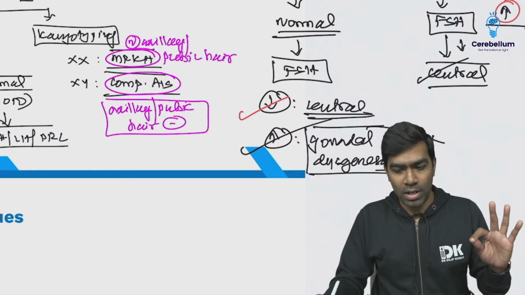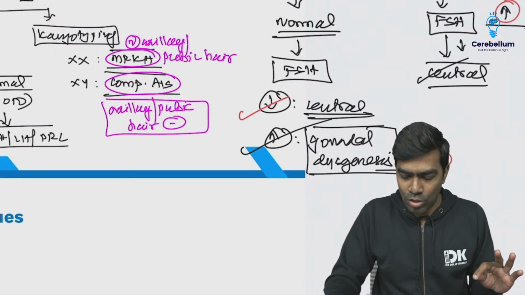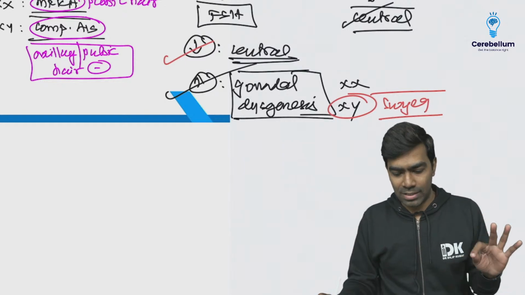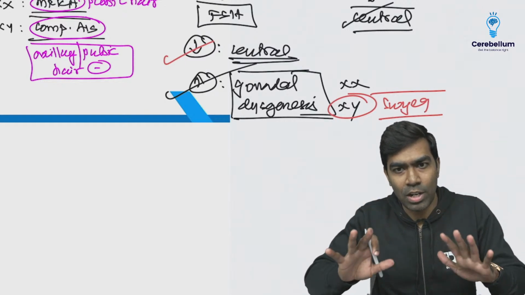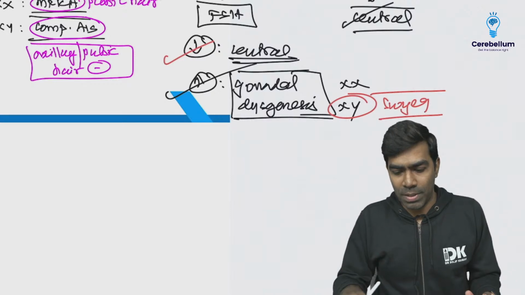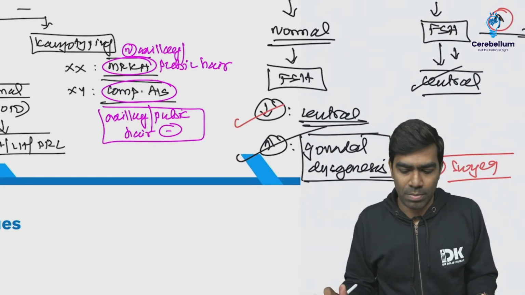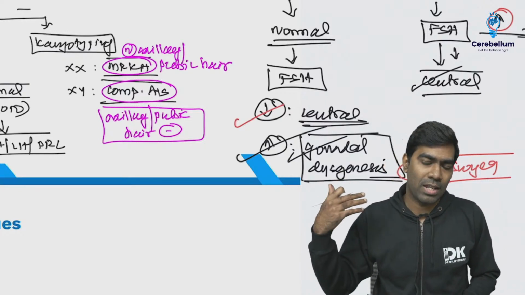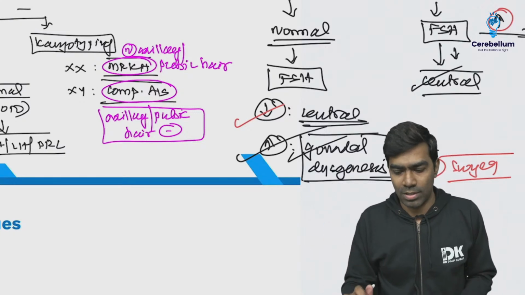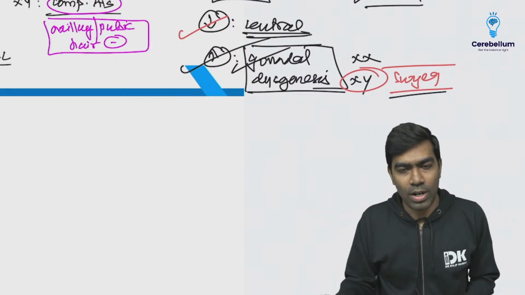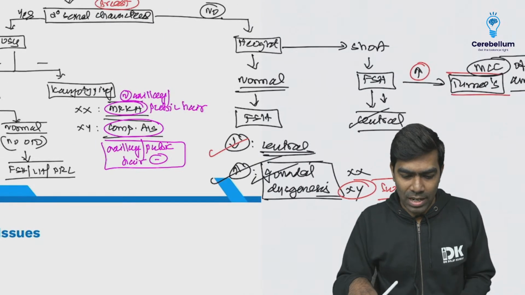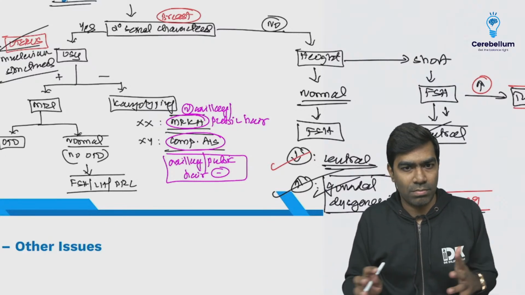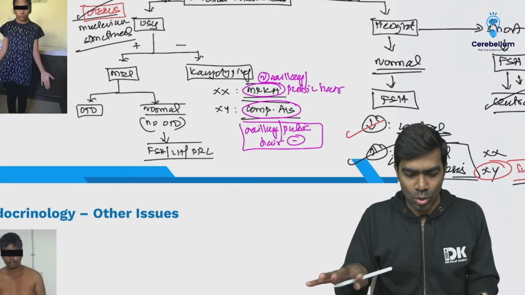So which is the most common? XY gonadal dysgenesis is more common, and it's also called Swyer syndrome. XY gonadal dysgenesis, where the patient will actually be tall and won't have breast development. Which means the gonads have been lost when they were developing as a fetus, in the very early stage of embryonic development. So XY gonadal dysgenesis is typically called Swyer syndrome. This is a very important algorithm, and it will be so helpful in your exams.